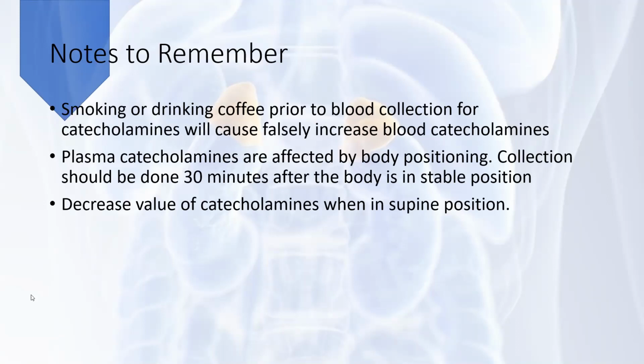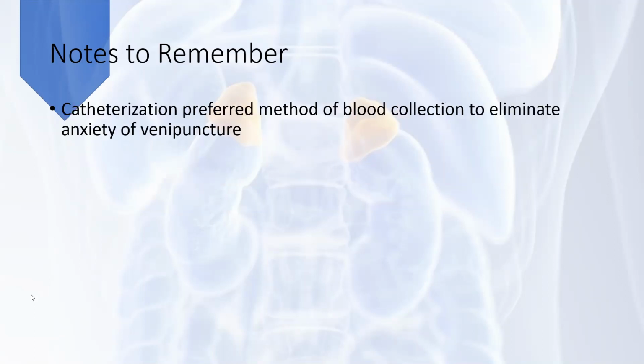Notes to remember: no smoking or drinking coffee prior to blood collection for catecholamines, as these can cause falsely increased blood catecholamines. Plasma catecholamines are affected by position. Collection of blood should be done 30 minutes after the patient is in a stable position. There is a decreased value of catecholamines in supine position. And a catheter is the preferred method for blood collection to eliminate the anxiety of venipuncture. Kaya nga, indwelling catheter. And that is the end.